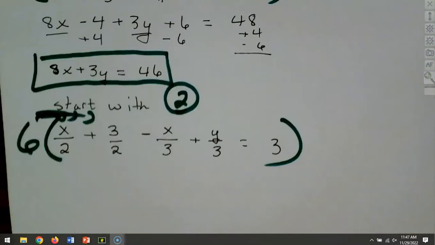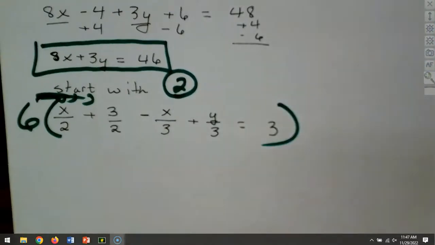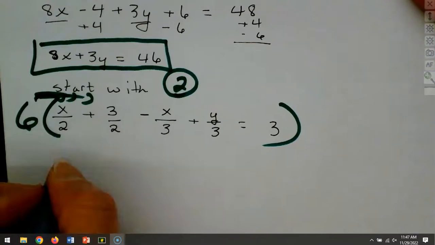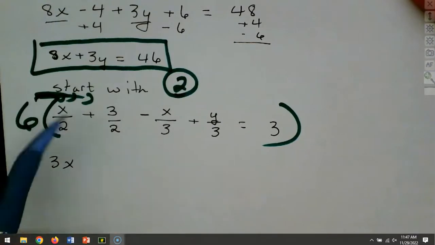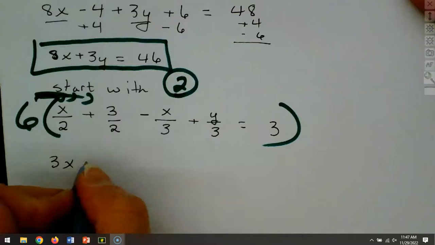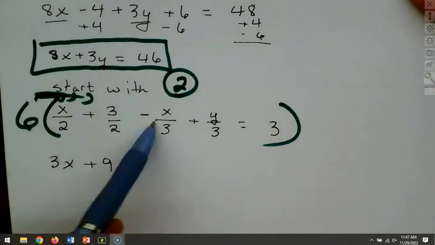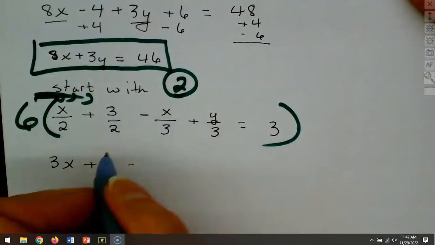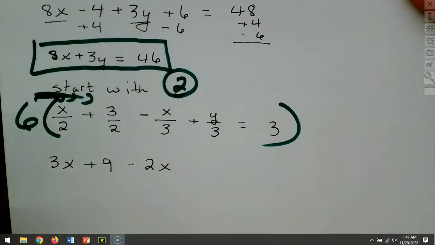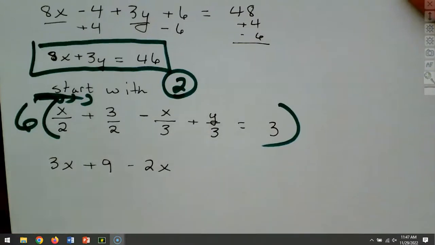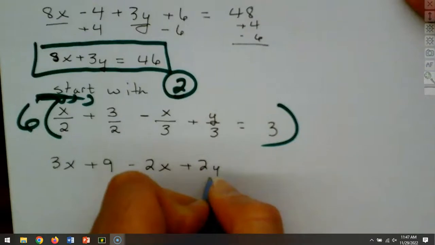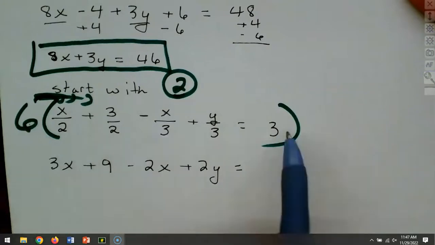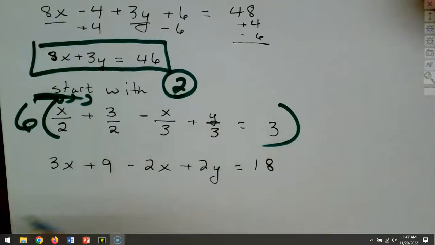And what's going to happen when we do that? Yep. Divide by 2, multiply. So 6 divided by 2 is 3. 3 times x, that makes it a 3x. 6 divided by 2 is a 3. Times 3 makes it a 9. 6 divided by 3, that's a 2. Times x, it's a negative, so that makes it a minus 2x. 6 divided by 3 is 2. 2 times y makes it a 2y. And do not forget the right-hand side. So 6 times 3 makes it 18.